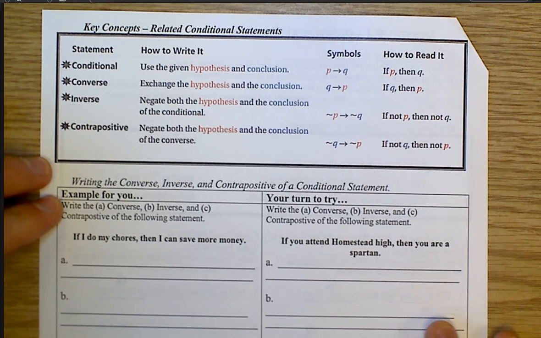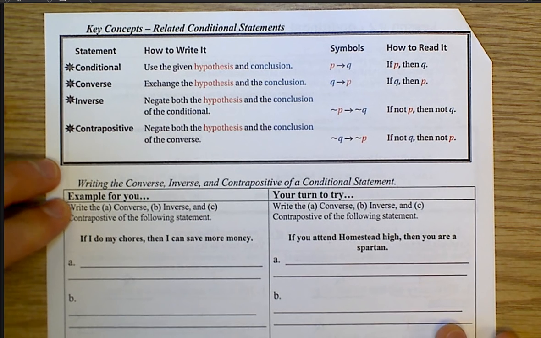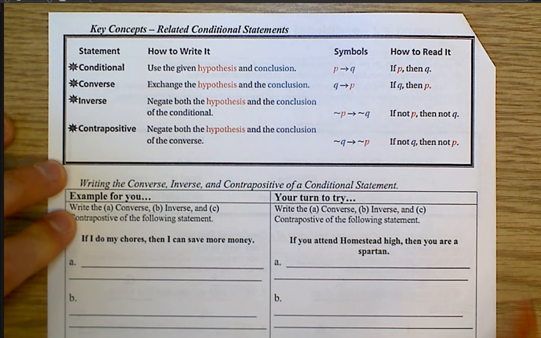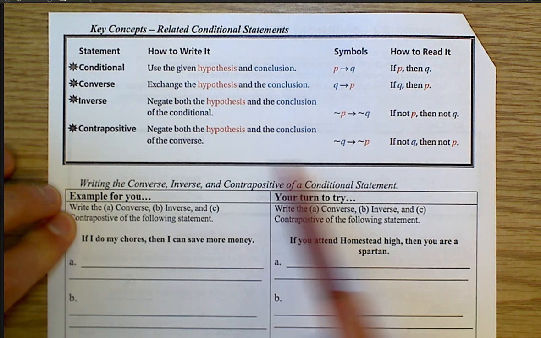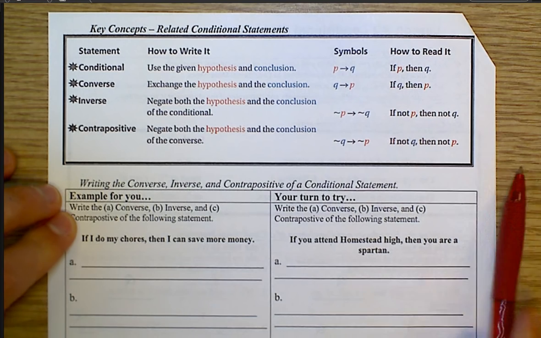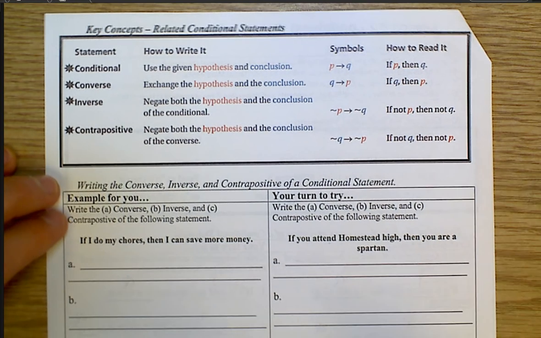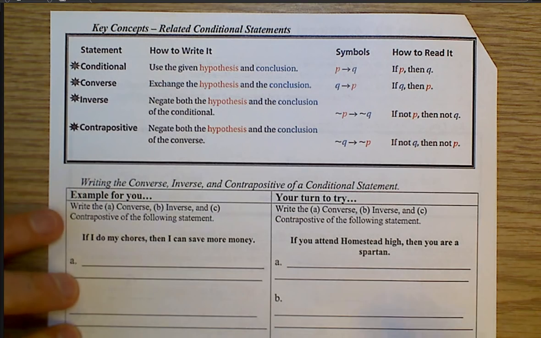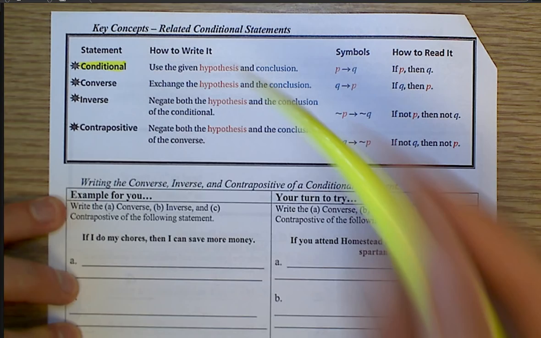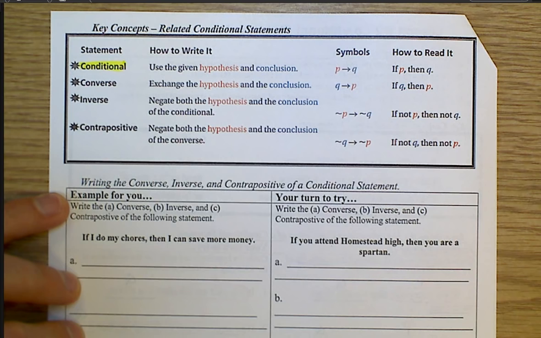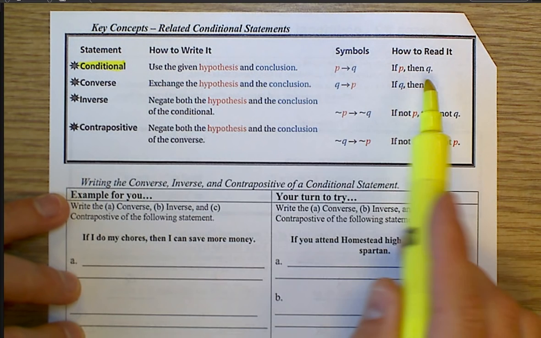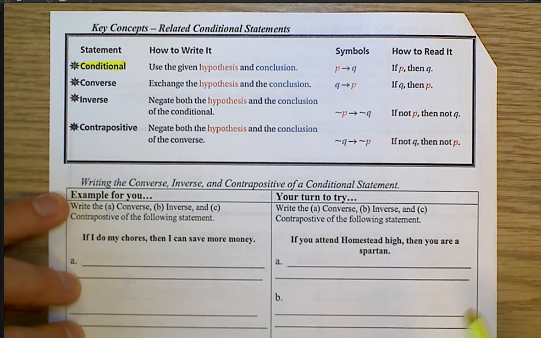All right. This gets a little crazier. And what I'm going to ask you to do is put some studying time into this box right here. Okay? We have 4 types of statements that you need to know within a few days here. Conditional. We just spent time talking about the conditional statement. That's your hypothesis, conclusion, P, then Q. If P, then Q.